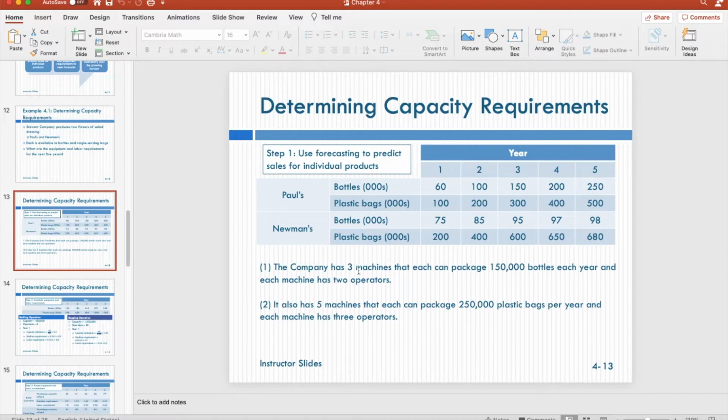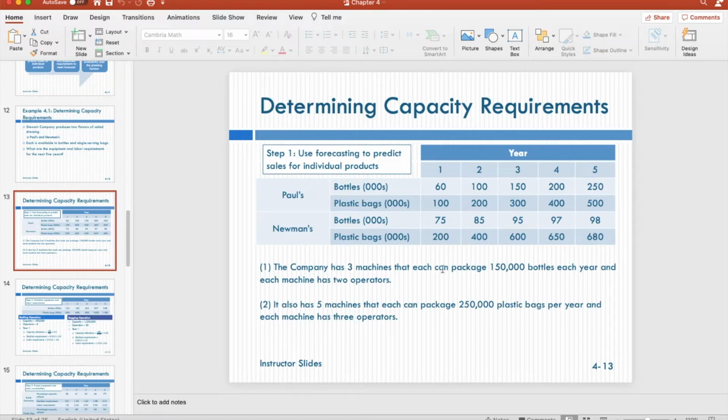So we know that we have some bottle machines and also some plastic bag machines. First of all, by just looking at this prediction, how many bottles do we need to produce in year 1, or in year 2, year 3, year 4, or year 5? Similarly, I may ask a question as a firm: how many plastic bags do we need in total in year 1, year 2, year 3, year 4, and year 5?